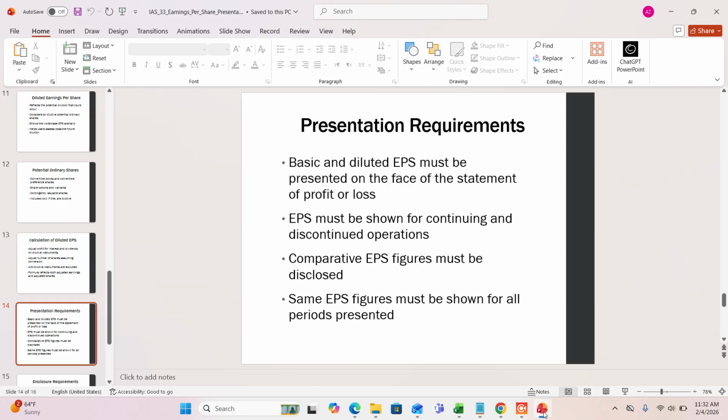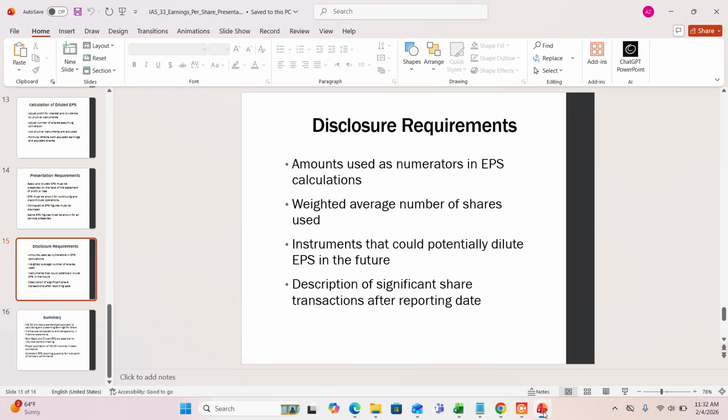Presentation requirements. IAS 33 requires both basic and diluted EPS to be presented on the face of the statement of profit or loss. EPS must be shown for profit or loss from continuing operations and for total profit or loss. Comparative EPS figures for prior periods must be disclosed to allow trend analysis.